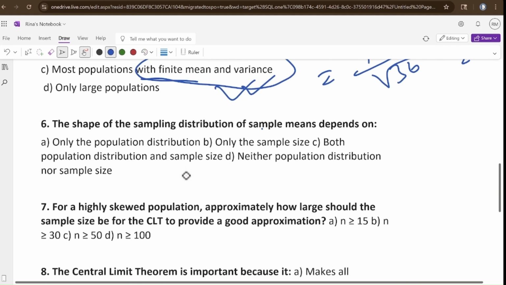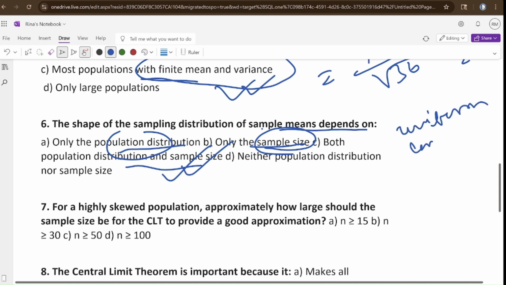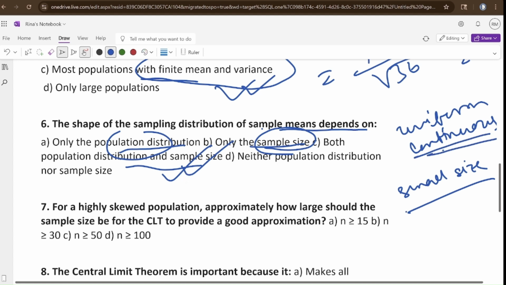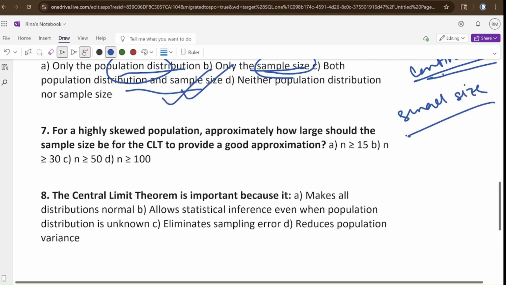The shape of the sampling distribution of sample means depends on what? Only on the population distribution? Only the sample size? Both the population distribution and the sample size, exactly, both. Sample size matters and population distribution is also considered. Okay. If the population distribution is, let's say, uniform continuous and you take a small sample size, then what will be the distribution of the sample? Uniform continuous. So it will follow its population distribution if the sample size is smaller. That's why it depends on both.